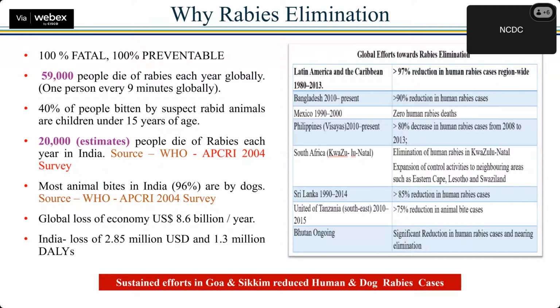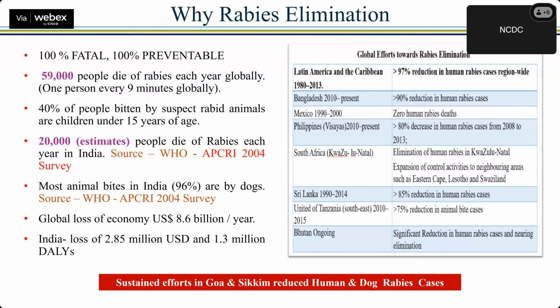Various countries globally have shown that sustained efforts can lead to a decrease in rabies mortality and eventually zero rabies deaths. In 2019, Mexico became the first country certified as free of dog-mediated rabies, and our neighboring countries like Bangladesh, Sri Lanka, and Bhutan have also shown that sustained effort led to a decrease in the number of human rabies deaths.